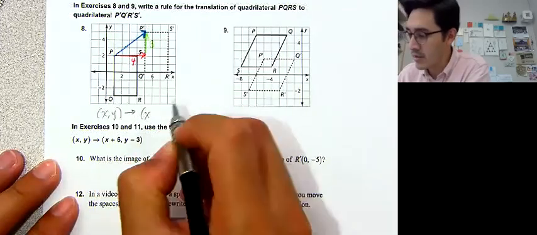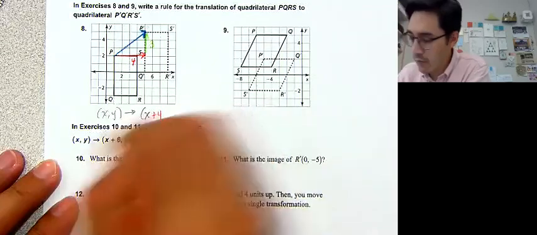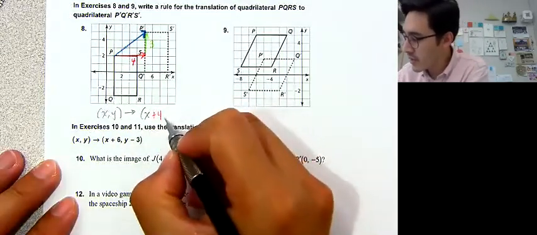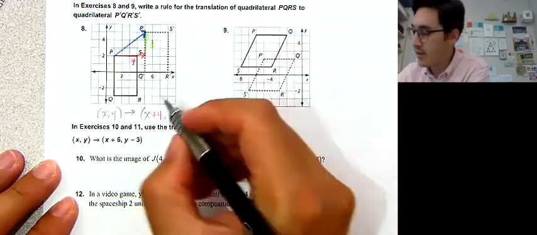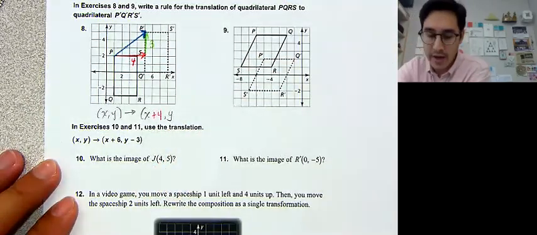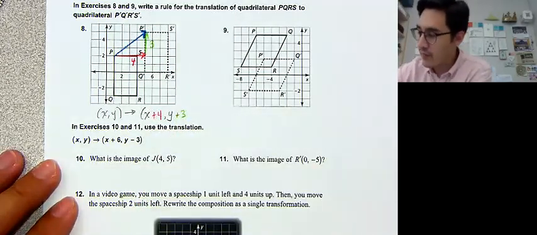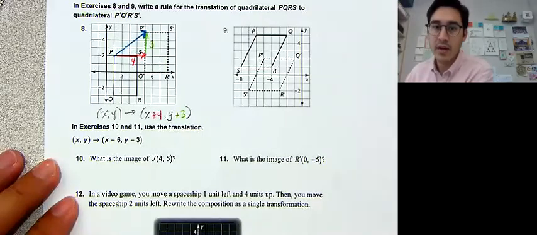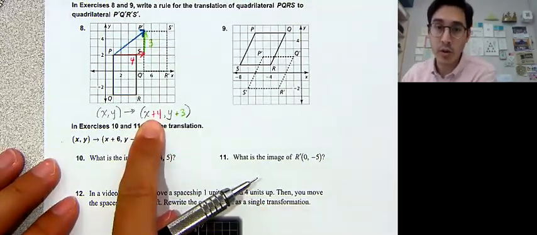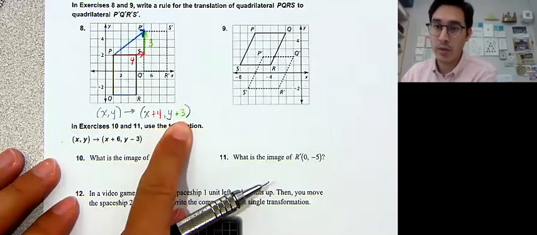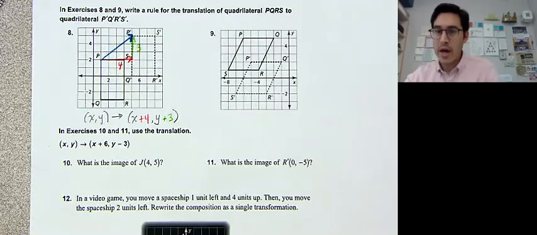So write x plus 4. And then for the y coordinate, we need to add 3. So the rule would be y plus 3. So it's really 2 rules. It's a rule for how to adjust the x coordinate, and it's a rule for how to change the y coordinate. All right, let's look at problem number 9.